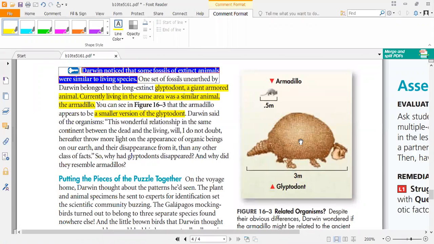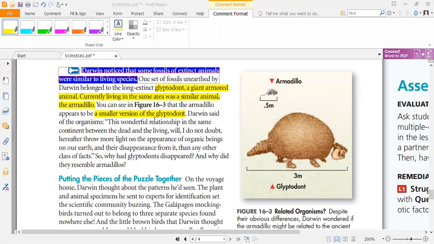This is the explanation of what we saw now. Darwin noticed that some fossils of extinct animals were similar to living species. One set of fossils unearthed by Darwin belonged to the long extinct Glyptodont, a giant armored animal. Currently living in the same area was a similar animal, the armadillo. You can see in figure 16.3 that the armadillo appears to be a smaller version of the Glyptodont. Darwin said of the organism, that wonderful relationship in the same continent between the dead and the living.